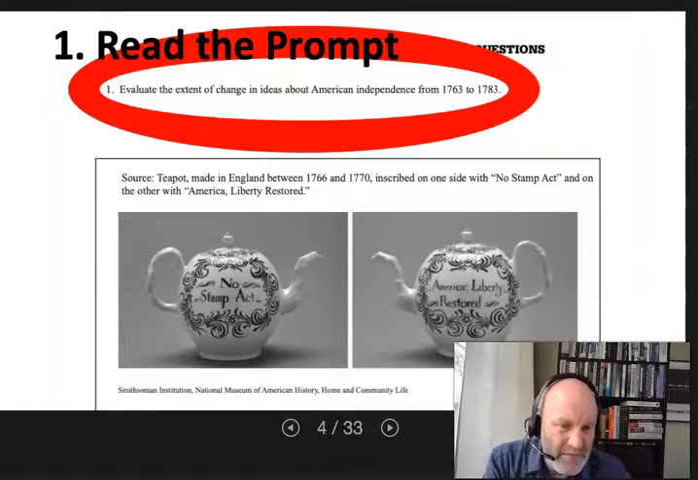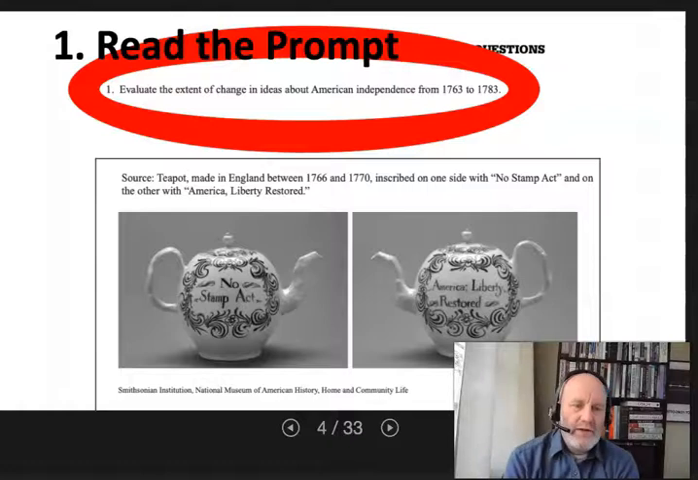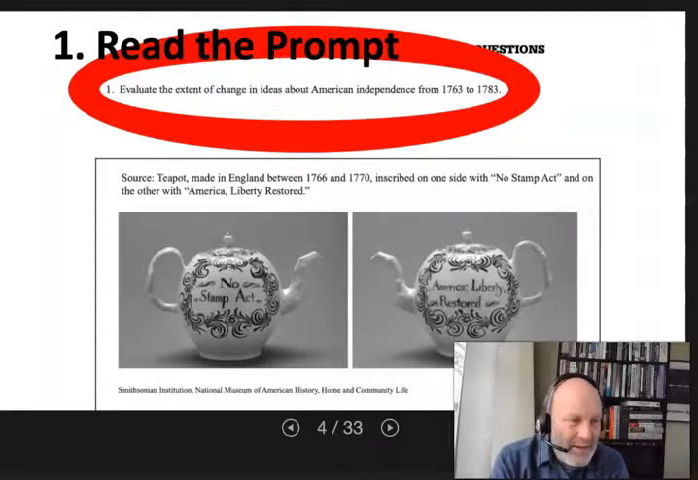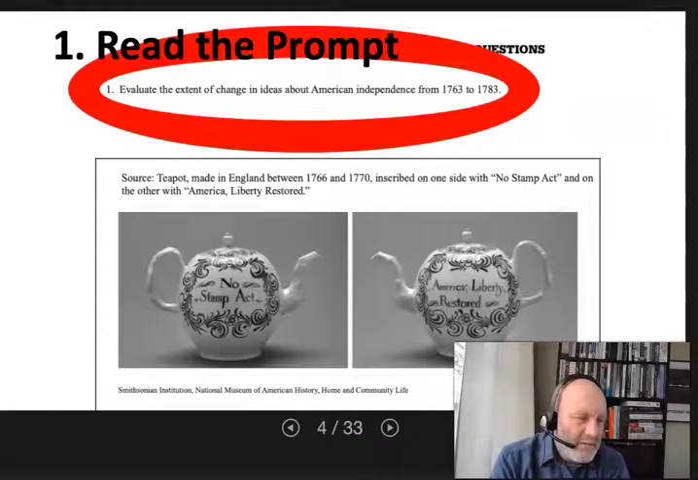One, read the prompt. So this is not the prompt that we worked with this week, but you've seen this DBQ before, and if you want to do another practice DBQ, you can do this one. Evaluate the extent of change in ideas about American independence from 1763 to 1783. So basically this is the Treaty of Paris to the Treaty of Paris. It's the end of the French and Indian War to the end of the American Revolutionary War, right, is the time period here.